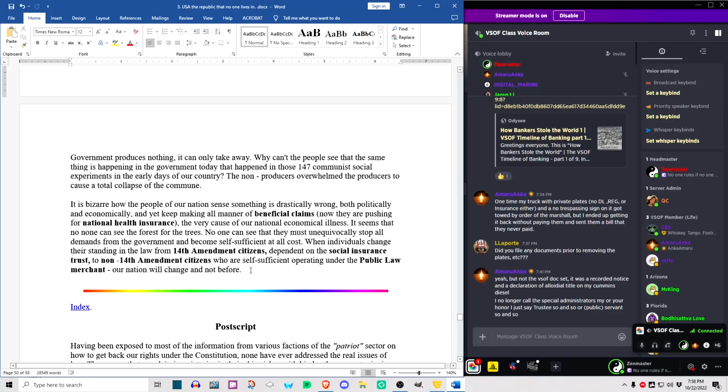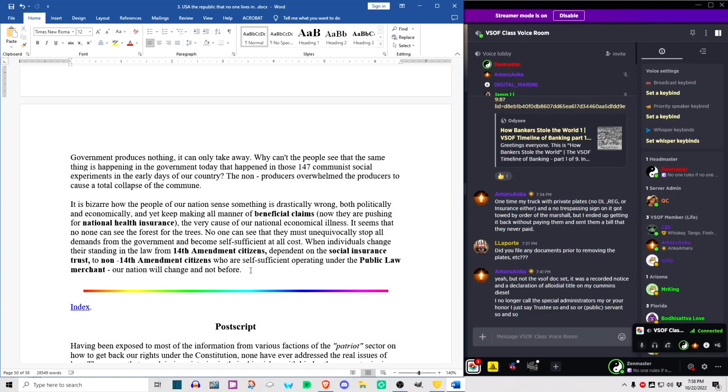Why can't the people see the same thing happening in the government today that happened in those 147 communist social experiments in the early days of our country? And yes, that's not a misprint. That's how many times communism was tried in little parts of America. Every single one of them failed. I wonder why. Yeah. The non-producers overwhelmed the producers to cause a total collapse of the commune.